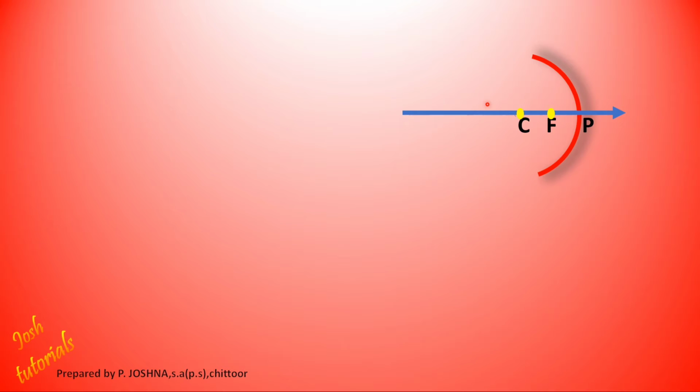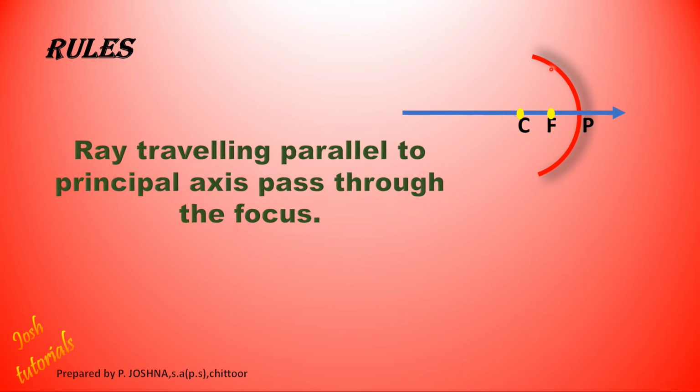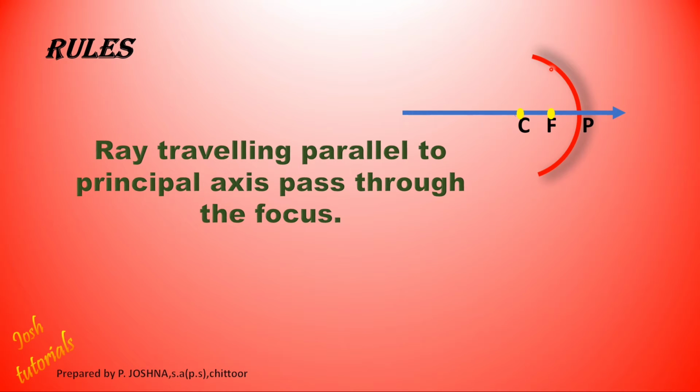To draw ray diagrams, just learn two simple rules. Rule one: a ray traveling parallel to the principal axis passes through the focus. This is the principal axis. If any ray is parallel to it, then it goes through the focal point. Look here, a ray traveling parallel to this axis goes straight through the focal point.